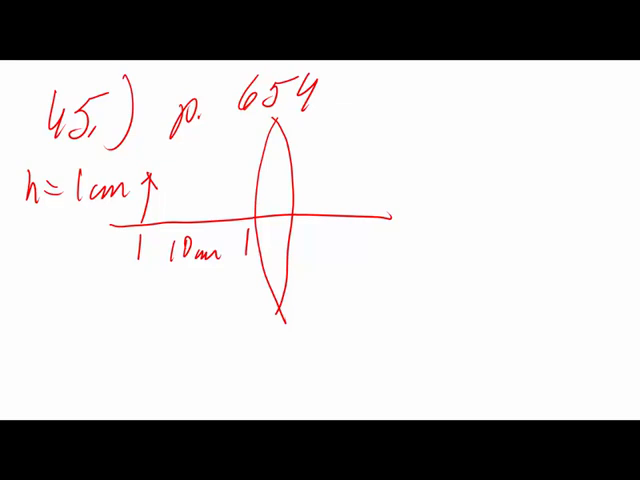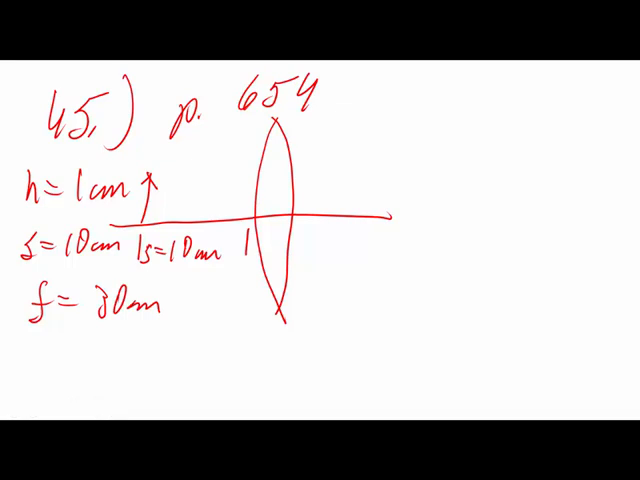So S is 10 centimeters. That's the object distance. And the converging lens has a focal length of 30 centimeters.